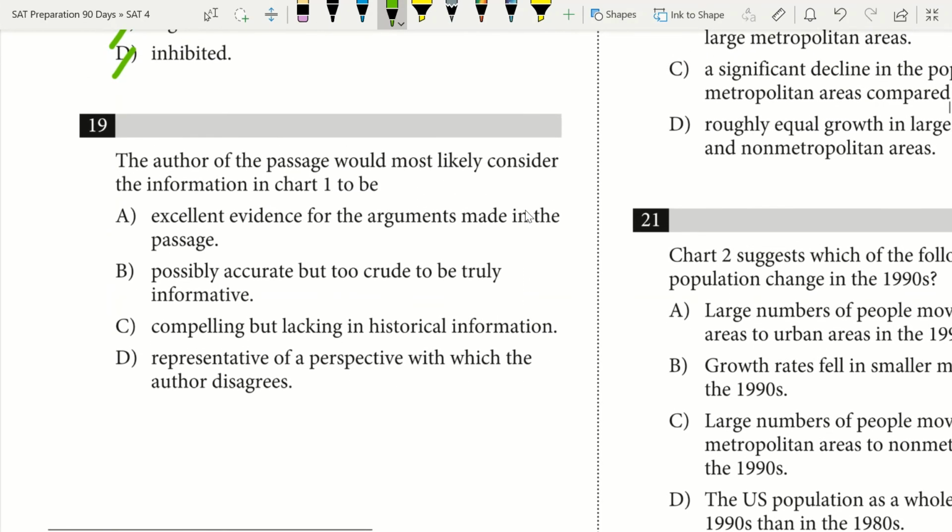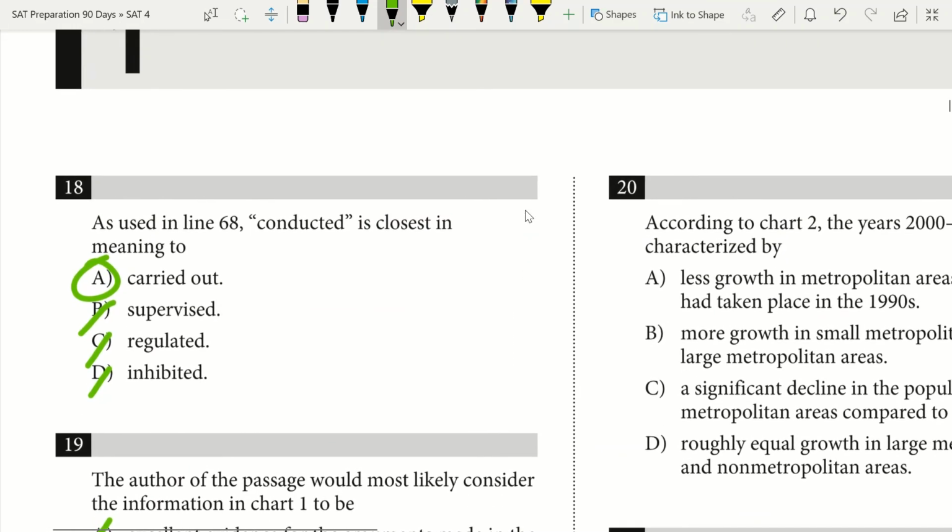So I'm going to look for something that talks about that. That might be right here, B, possibly accurate. He's not going to argue it might be accurate, might not. He doesn't really care. But he's saying it's not truly informative because he can't make any conclusions on it, because there's nothing to compare it to. He wants something to compare to. So the answer for 19 would be B. He wants to be able to show changes over time, that demographic inversion.